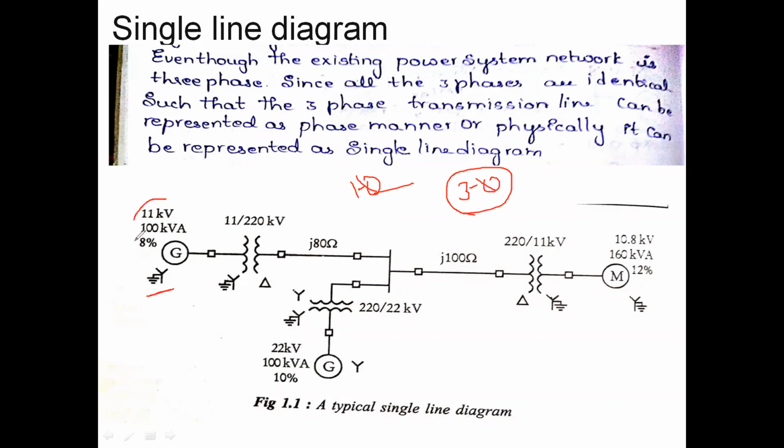Okay, and these are the ratings of your generator. And this is nothing but your circuit breaker. Okay, and this is a two winding transformer, with the primary star grounded and the secondary a delta. And this is a circuit breaker, and this is also a circuit breaker.